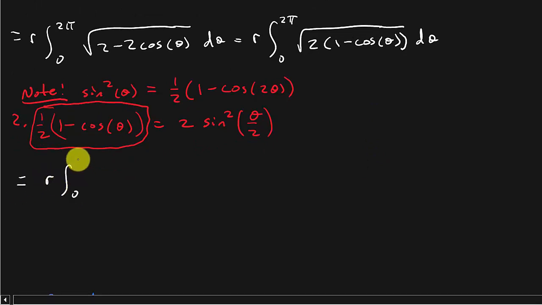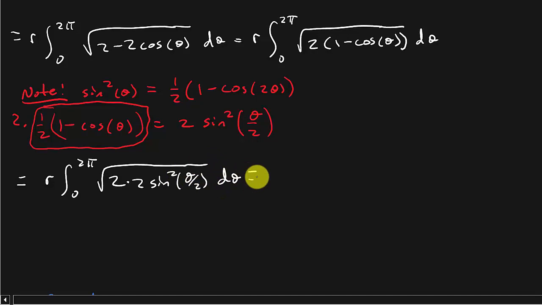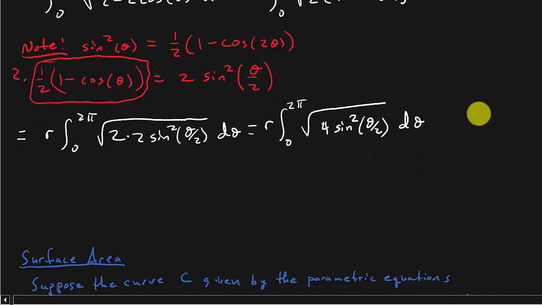We get r, integral from 0 to 2 pi, square root of 2, that's that 2 there, times this 2 sine squared theta over 2 d theta, which is r, integral from 0 to 2 pi, square root of 4 times sine theta over 2, not minus. Why did I put a minus? I think this video is going too long. I'm starting to lose my mind a little bit, I guess. Okay. And so look what we have. We have r, integral from 0 to 2 pi of square root of 4 is 2. I'm going to bring that out. Sine theta over 2 d theta.